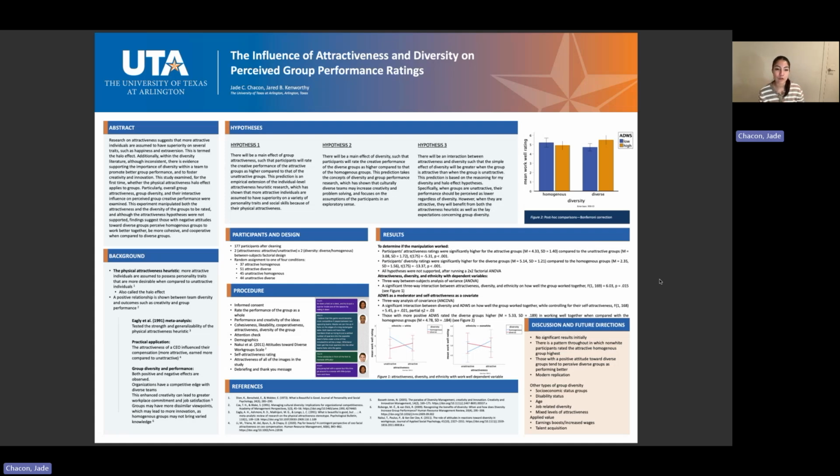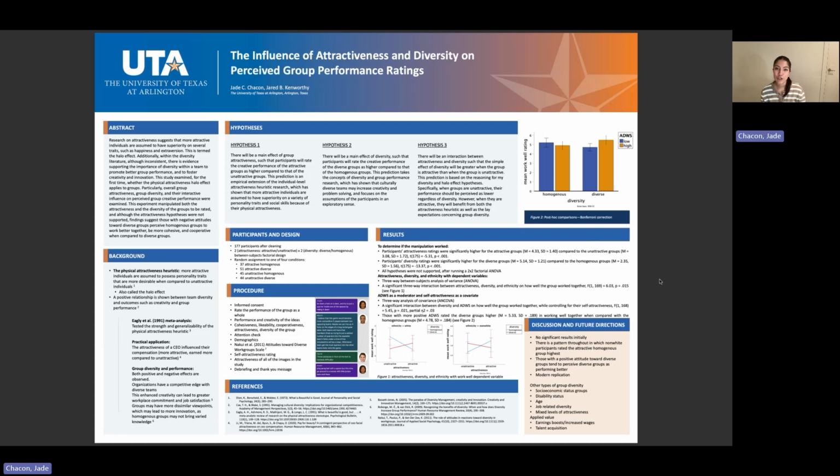Then they completed their demographics, and then took an attitudes toward diverse work groups scale, which becomes important later on. They rated their own attractiveness. They rated the attractiveness of all of the images in the study, regardless of whether they saw them or not. And then they were finally sent to a debriefing and thank you message.